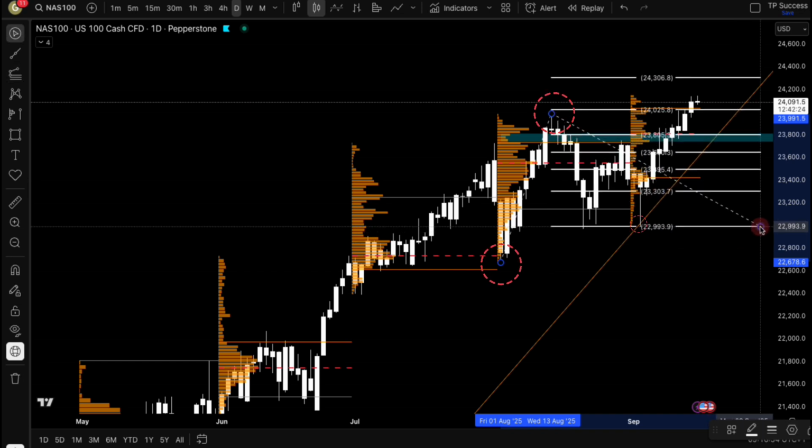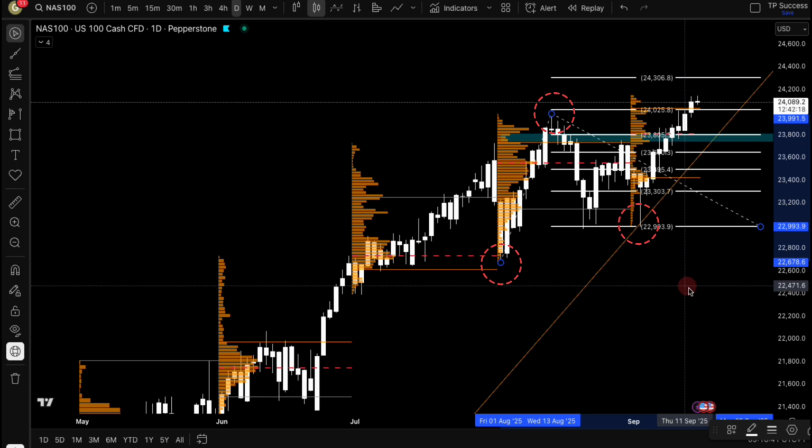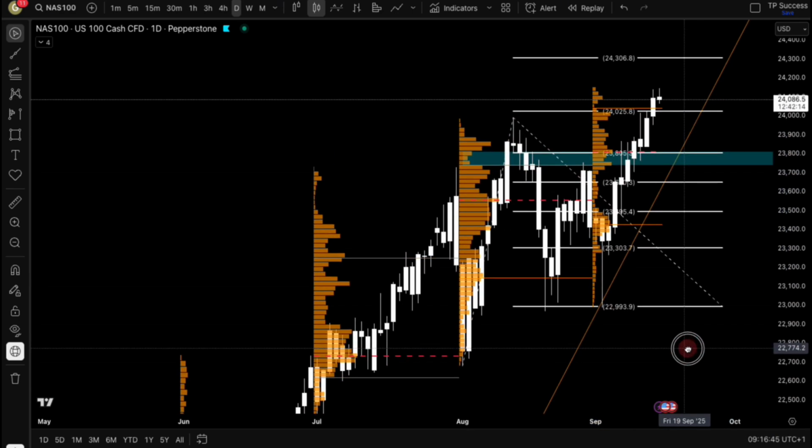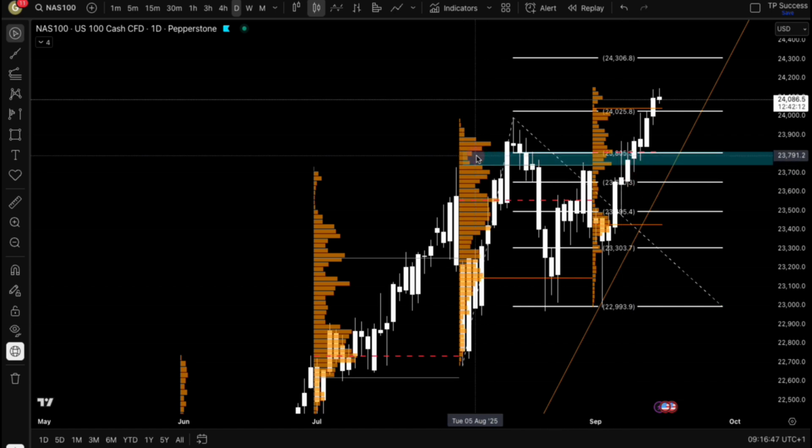Okay, so I am marking out this level right here to this swing low over here because price is pushing up. So when I look at how everything has landed, we can see that price landed at 23,805, we had price tap into this low volume node over here, which is fantastic.